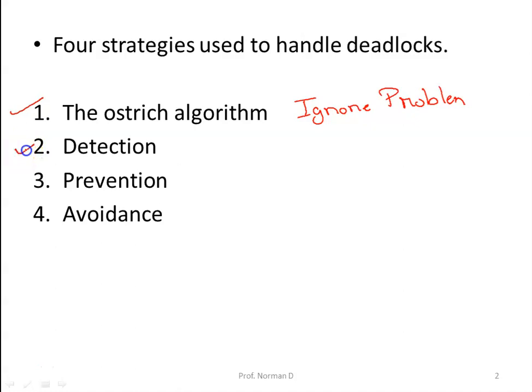Moving towards deadlock detection. In deadlock detection what we do is we allow the deadlocks to occur, then we detect them and then we try to recover from the deadlocks. So with respect to deadlock detection, we allow it to occur, then we detect them and then recover from the deadlock.